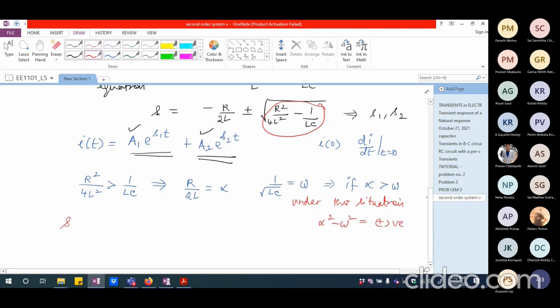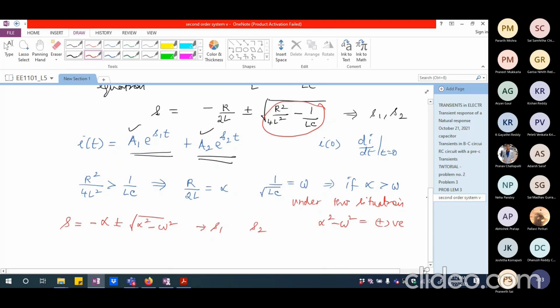So I'm going to get S as alpha plus or minus square root of alpha square minus omega square. This is going to be a positive quantity. Ma'am, is it minus alpha, right? Because it's minus r by 2l. Yes, it is minus alpha. Thank you for correcting. Good. So minus alpha plus or minus root of alpha square minus omega square. So I'm going to call plus as say S1 and the minus quantity as S2.